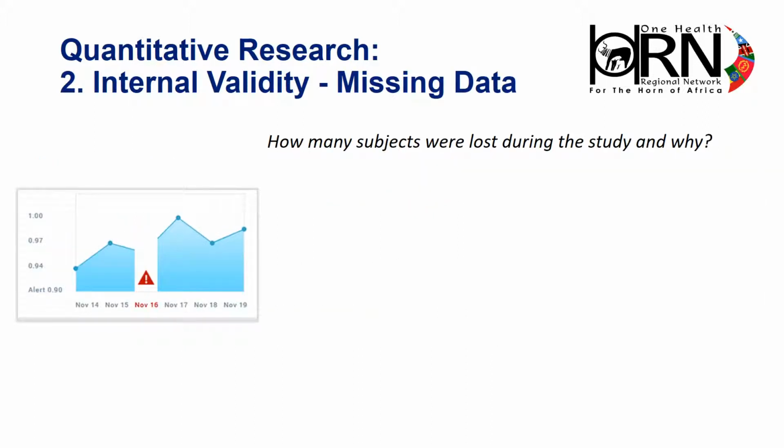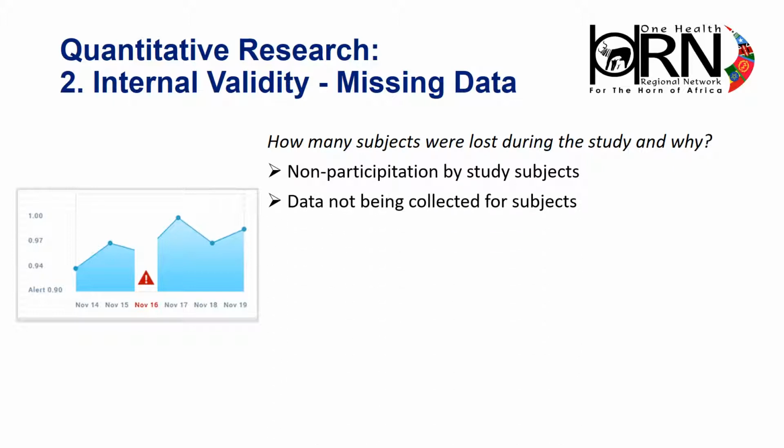Consider the number of subjects lost during studies and before analysis. This may be due to non-participation of study subjects, or because some data was not collected for subjects. The more individuals which are lost, the greater the potential for bias of results. Why was data lost? Is it due to bad study design? Did authors compare, using available information, subjects lost to follow-up and those included in the analysis?